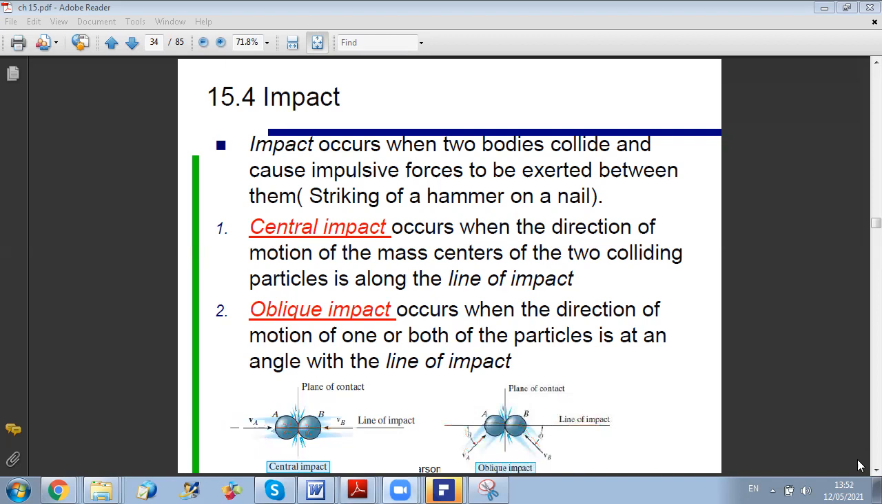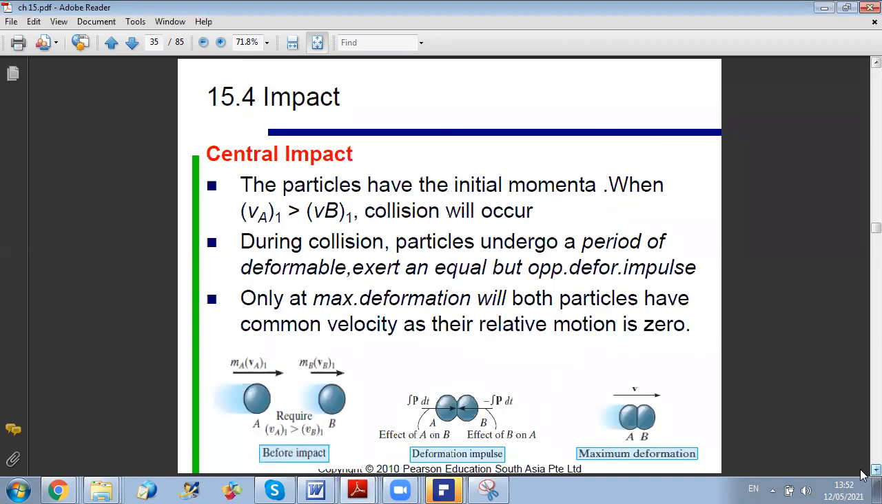So let us see. Let us continue now. So first here, if we just take an example of a central impact, we have two particles having an initial momentum. We have VA1 is larger than VB1 and collision will occur.